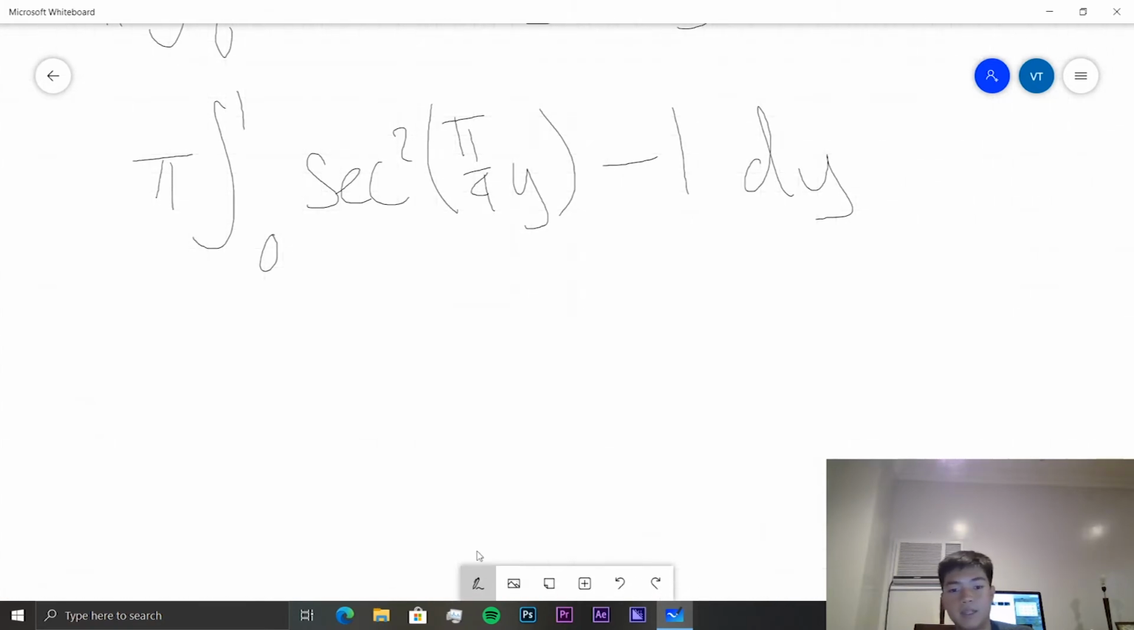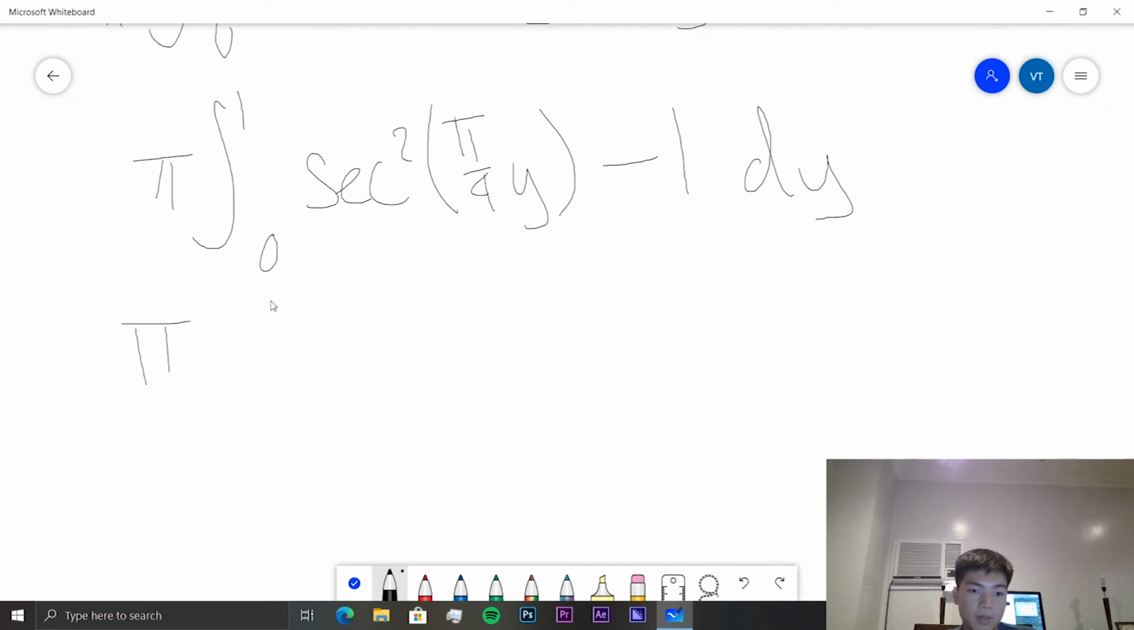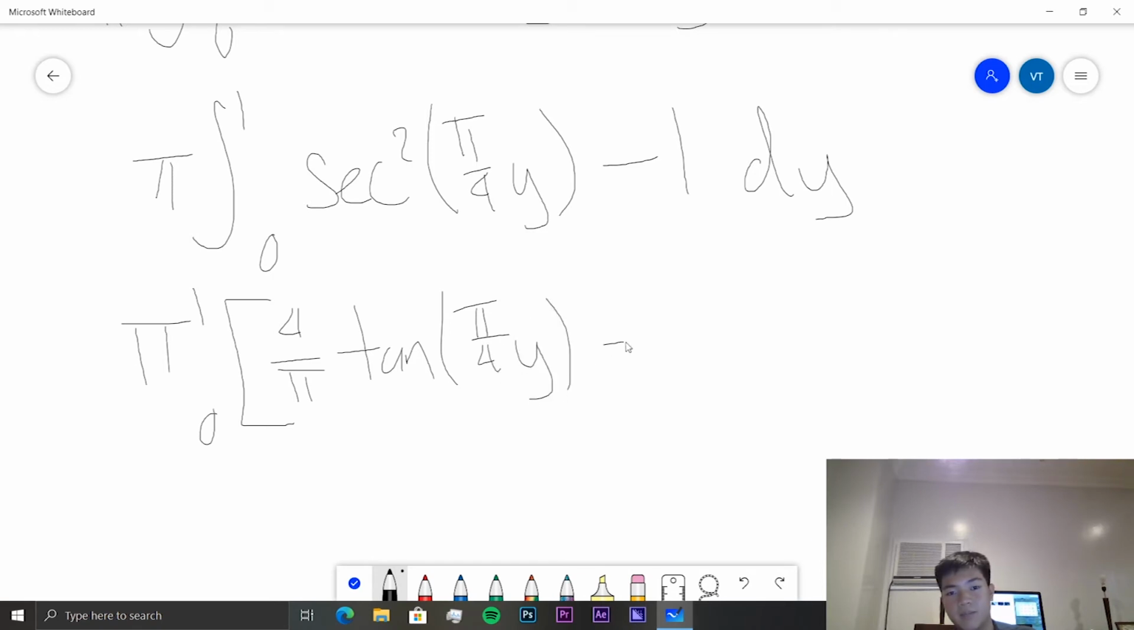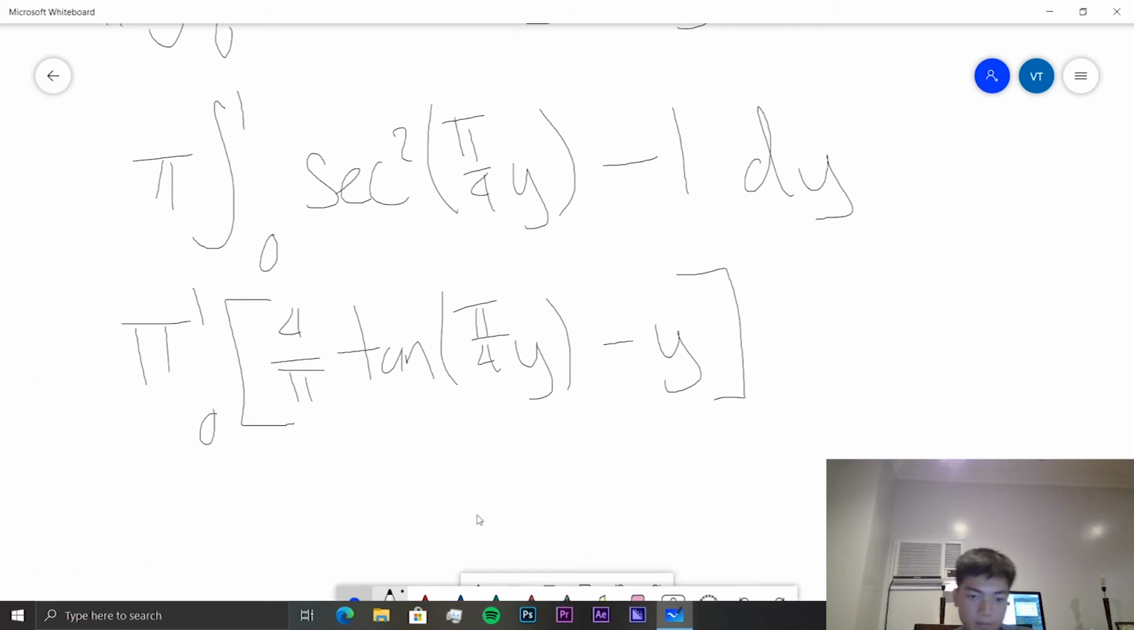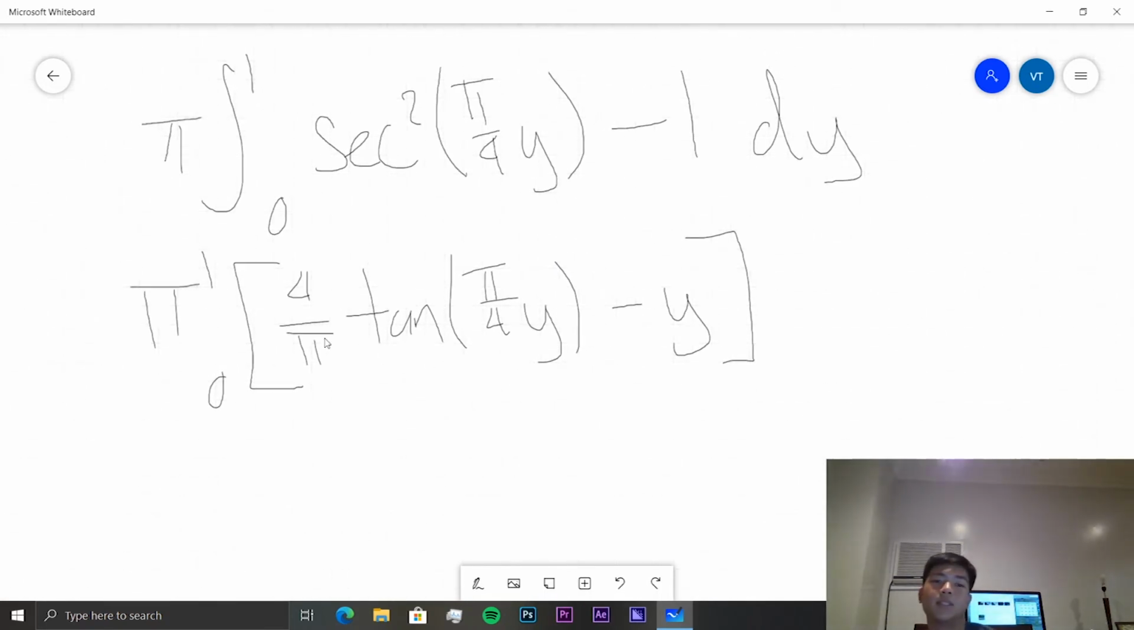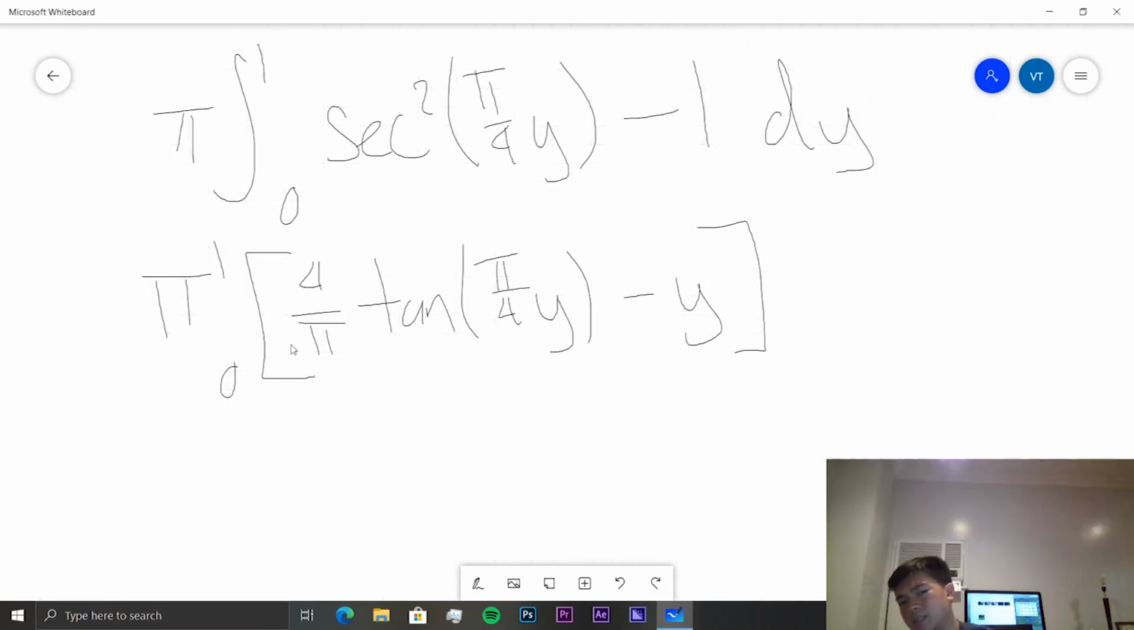So if we integrate this, it should be equal to pi between 1 and 0 of 4 over pi times tangent pi over 4 y minus y. Is this 4 over pi? Yeah, it is. It is 4 over pi, isn't it?